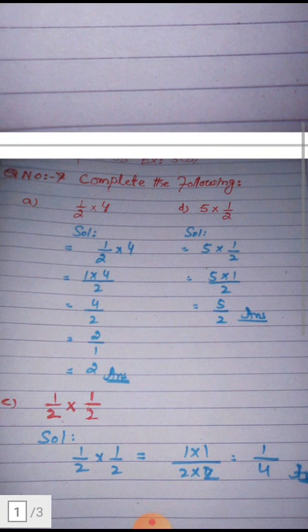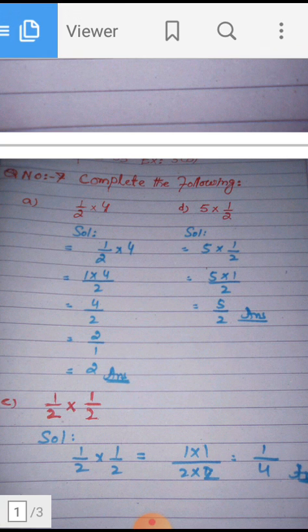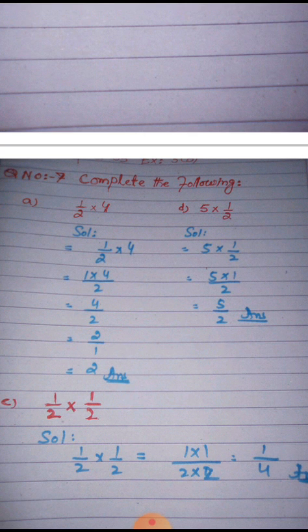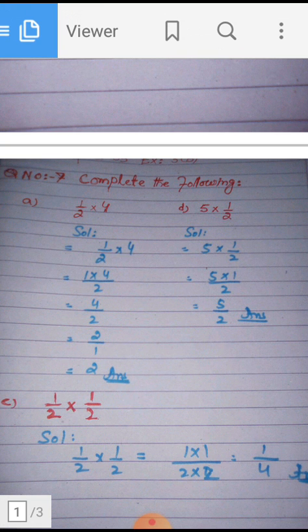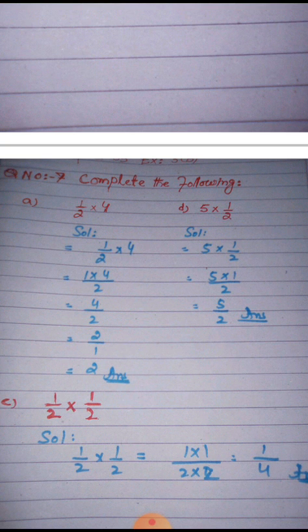So let's move on to another question, which is C, 1 upon 2 multiplied by 1 upon 2. I already told you that you have to multiply numerators together and denominators together. So I have written here 1 upon 2 multiplied by 1 upon 2 is equal to 1 multiplied by 1 divided by 2 multiplied by 2, which is equal to 1 ones are 1 on the right hand side, and 2 twos are 4 on the right hand side. So the overall answer of this question is 1 upon 4.